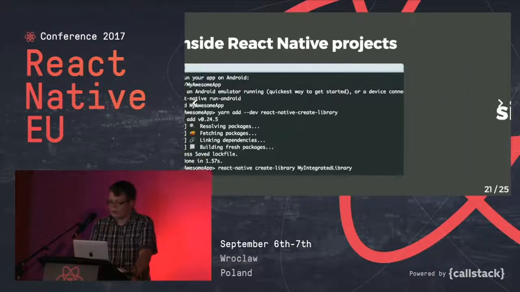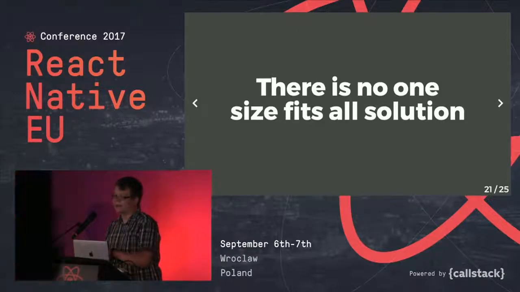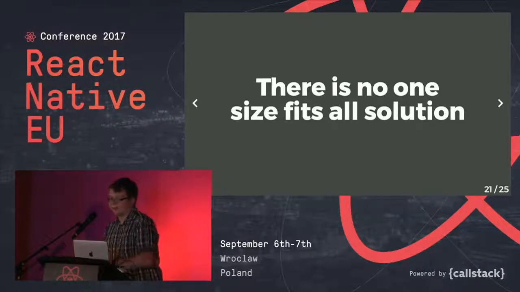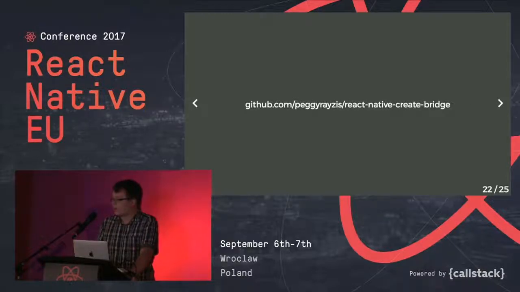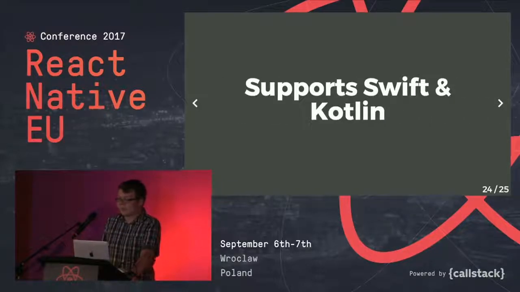To be honest though, this is kind of an afterthought. This is not that well integrated yet. It does create a folder, but you need to link it up manually. So you can't use React Native link for that, unfortunately. There's one module generator which is actually better in that regard, and that is React Native create bridge, which also has a few more features. For example, it supports UI modules, in addition to just native modules, and it also supports Swift and Kotlin.